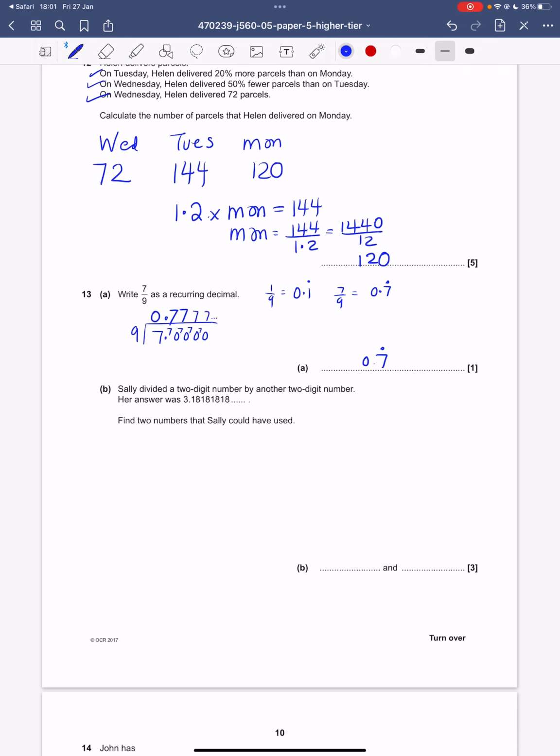Okay, so it's 0.7 recurring. So if it's one that you know straight out, brilliant. If you don't, you put the bottom on the left of the division sign here, and then the 7 there.